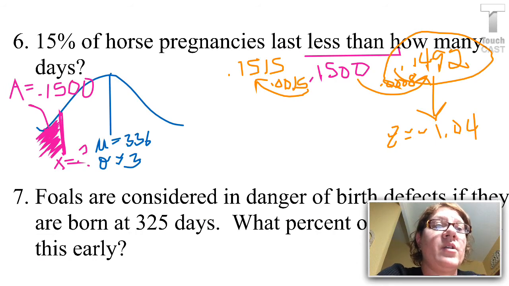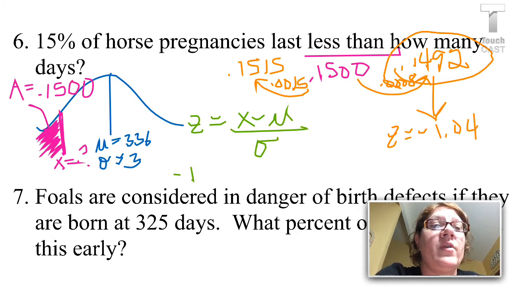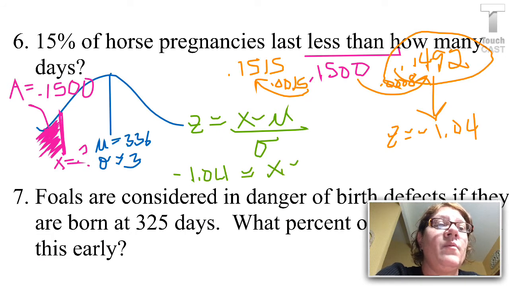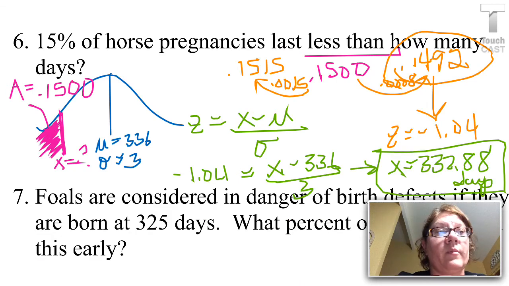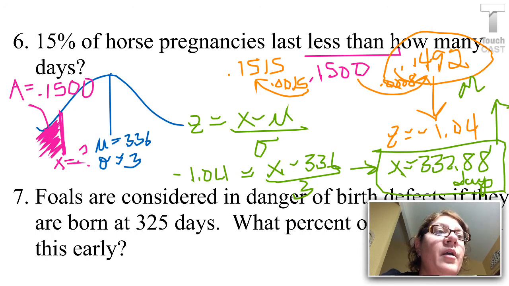I still use my magic standardizing formula. So I'm going to write it out again so I remember what goes in here. And so I've got negative 1.04. I don't know x. I know mu and sigma. And then I'll do some math magic to get my x value. And I get 332.88. Again, I leave it, and then if I want to, I write 333 days.